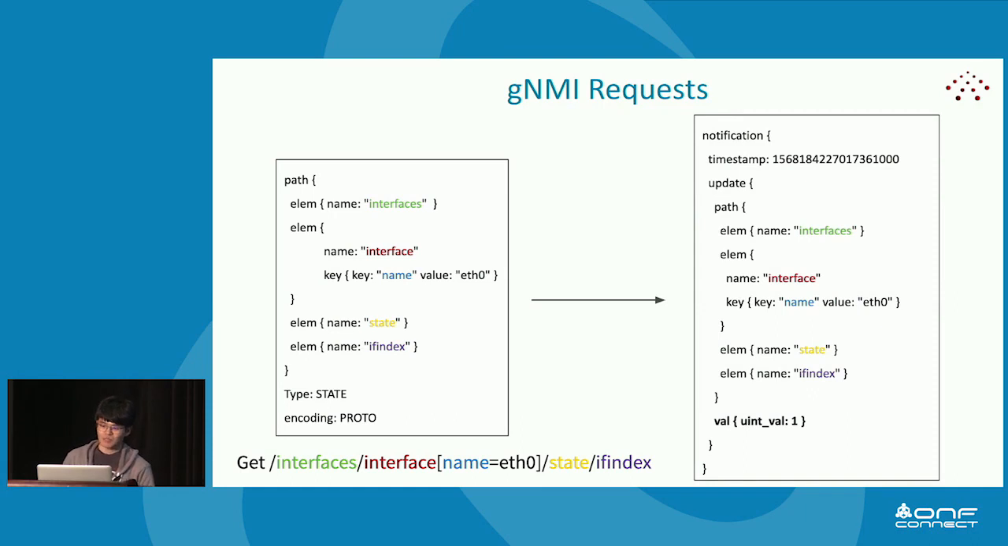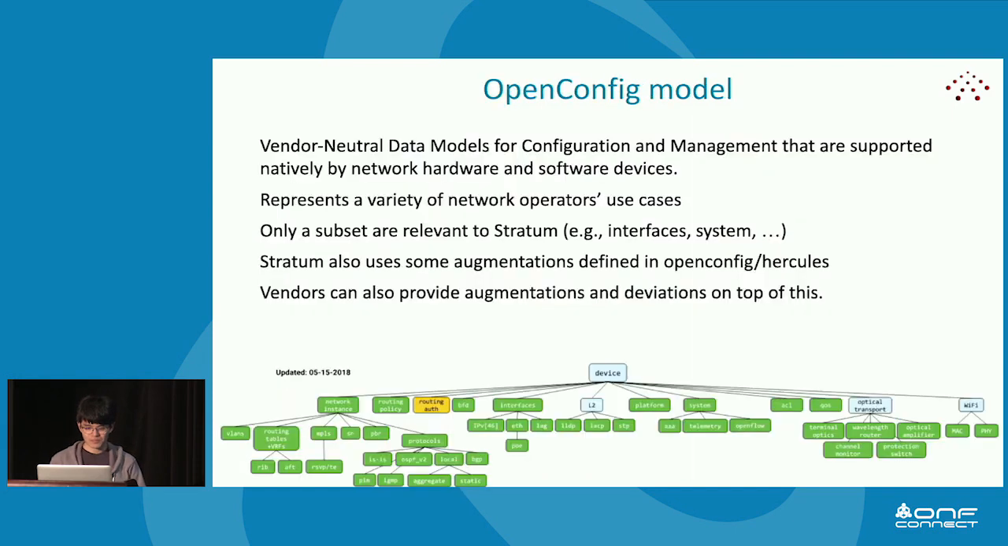Then you will get the gNMI response. The response will include a notification, a timestamp when it generates the response, and the updates of the path and the value. For example, the value of this index 0 is 1, so it will return an unsigned integer value. The value can be of many different types: string, boolean, integer, unsigned integer, a byte string, or others. Okay, so this is just a very quick example of a gNMI request.